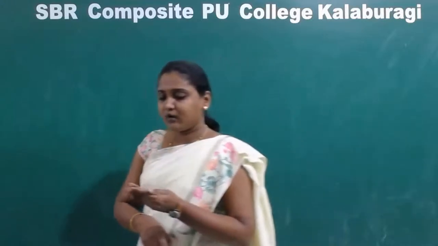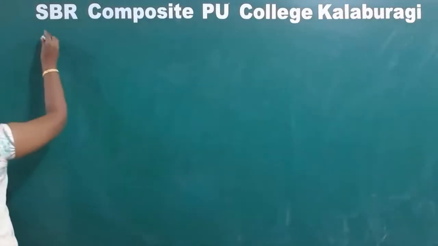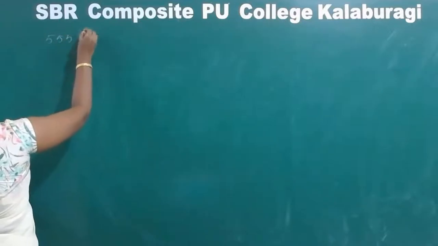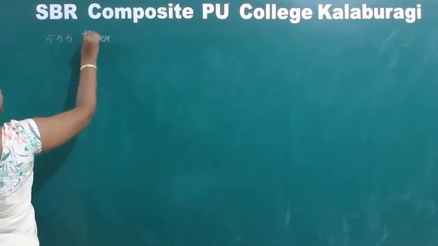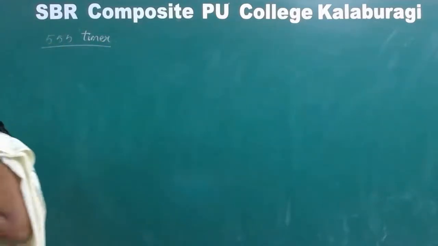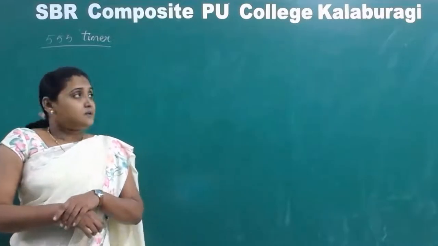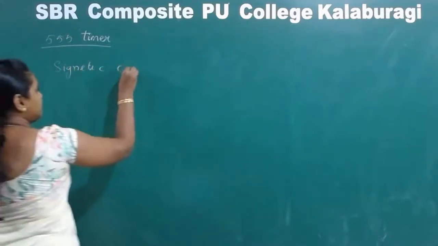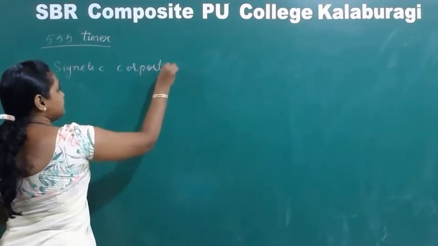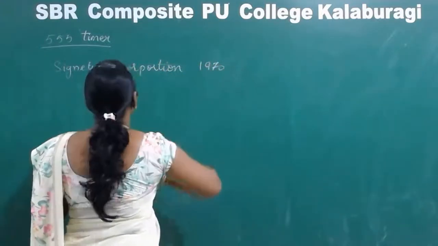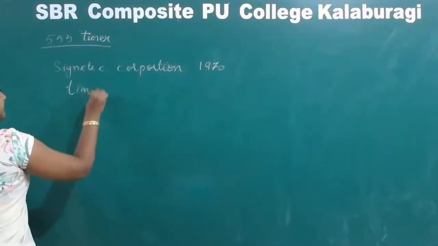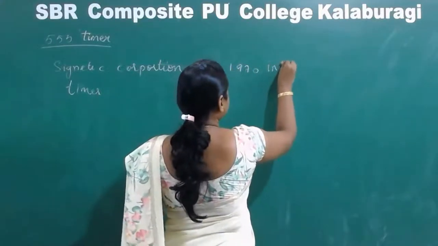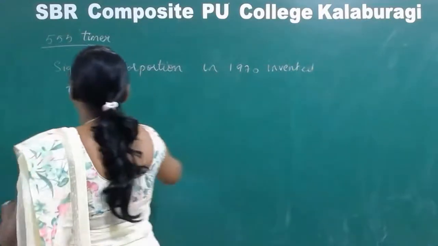Okay. Here we take an example of a square wave generator, and for that we study the 555 timer. The Signetics Corporation is a company that, in 1970, invented this timer.